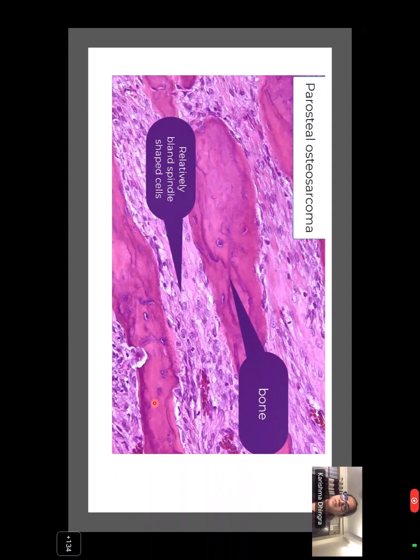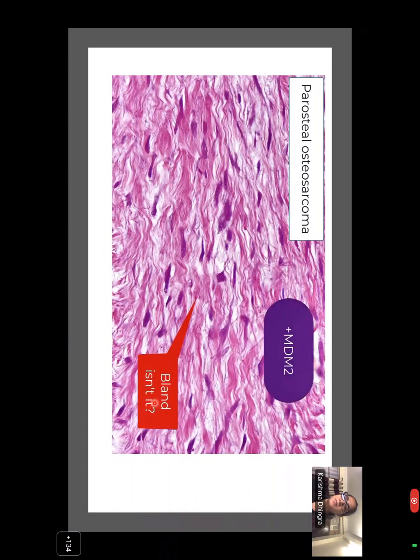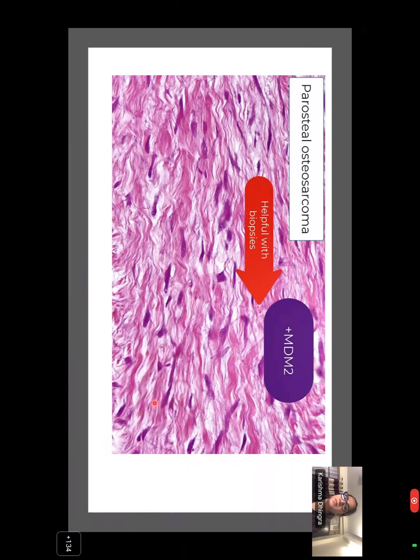Here's a warning. This could be very hypocellular and bland, and it is so easy to dismiss this as a benign fibro-osseous lesion. This is what I'm talking about. Imagine a biopsy from here, totally bland, but believe me, this is a parosteal osteosarcoma.